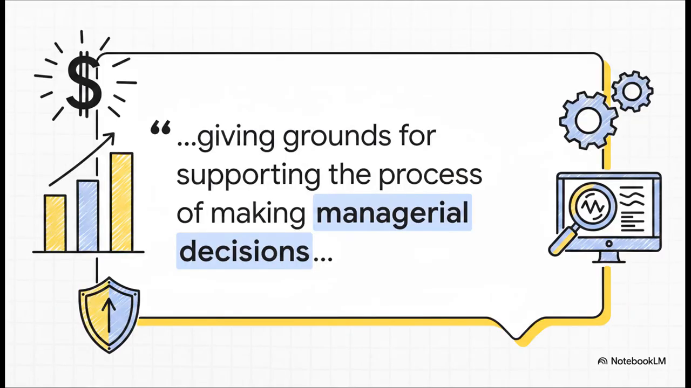I really love this quote from the researchers because it hits the nail on the head regarding why this matters. This objective score literally gives grounds for supporting managerial decisions. It allows you to compare threat levels across different time periods. You can look at Q1 versus Q2 and confidently say, our threat score doubled. That perfectly supports executive decisions. It gives you the concrete evidence you need to justify budget increases, shift your defense strategies around, or invest in new tools. It translates highly technical packet data into a language the boardroom actually understands.